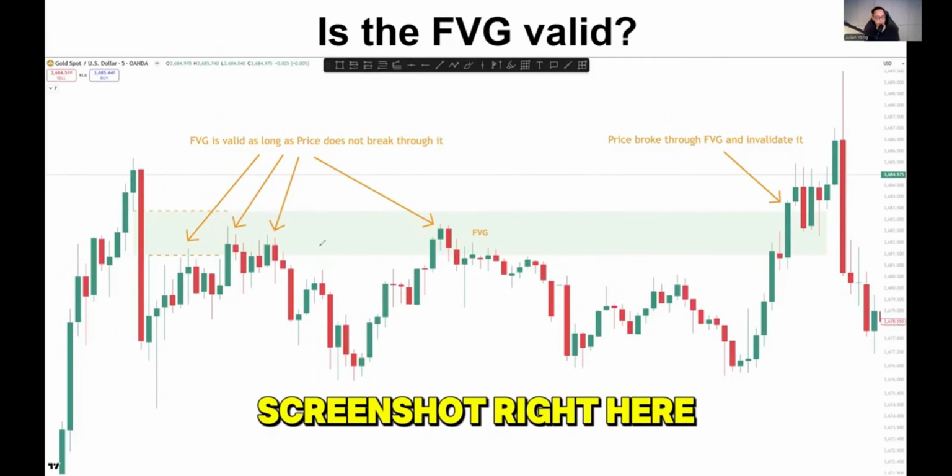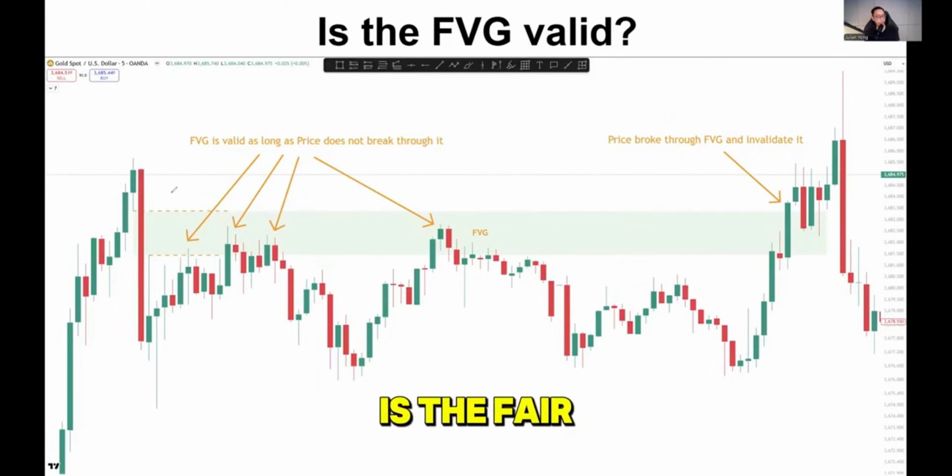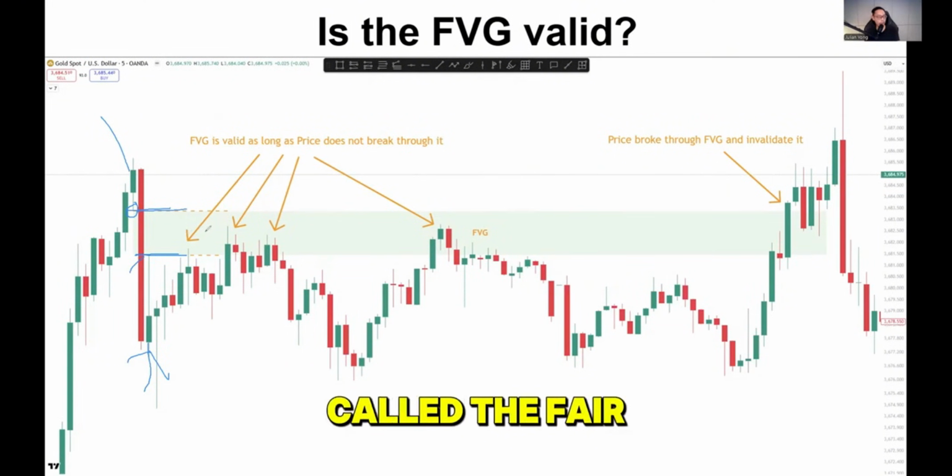So in this screenshot right here, firstly, we want to identify where the fair value gap is. Notice this is the first candle, bottom wick of the first candle. This is the second candle. This is the third candle right down here. We are marking the top wick of the third candle. The gap in the middle is called the fair value gap.